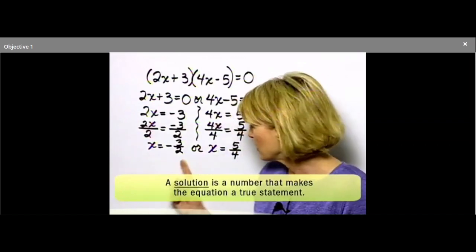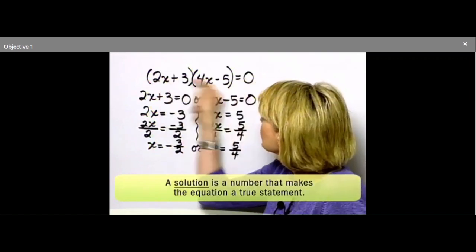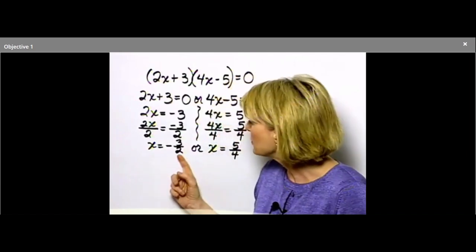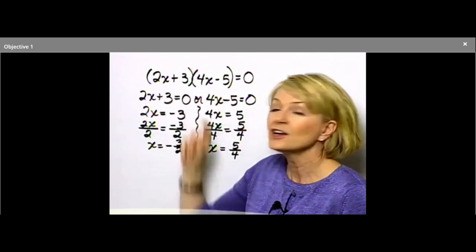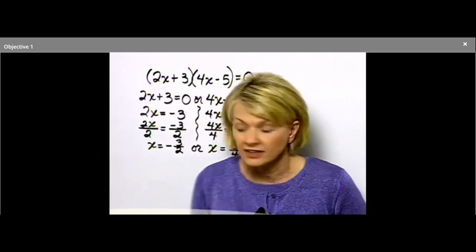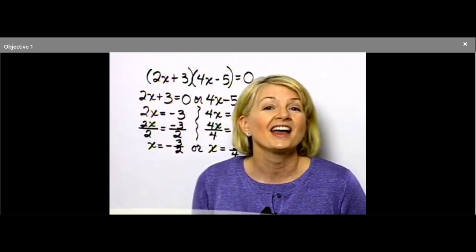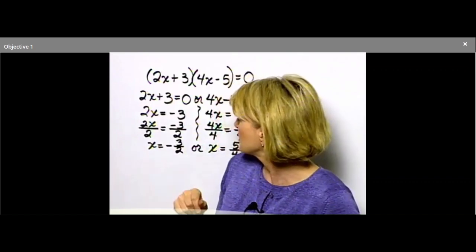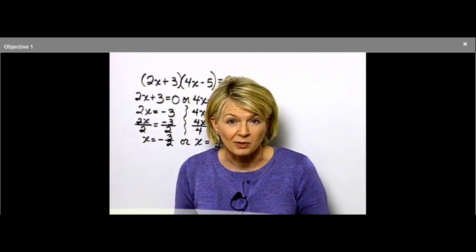And don't forget what we mean by a solution to an equation. A solution is, in this case, a number that makes this equation a true statement. In other words, if you let x be negative 3/2 here and here, a true statement results. If you let x be 5/4 here and here, a true statement results. And we'll check that, not this particular one, I'll leave it to you. We'll check an equation in a moment.